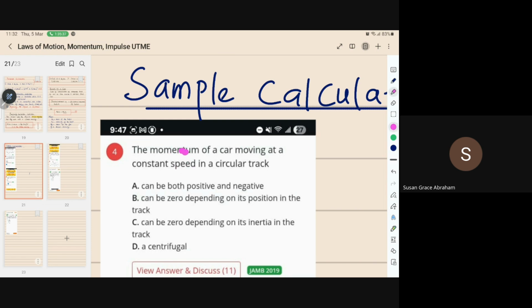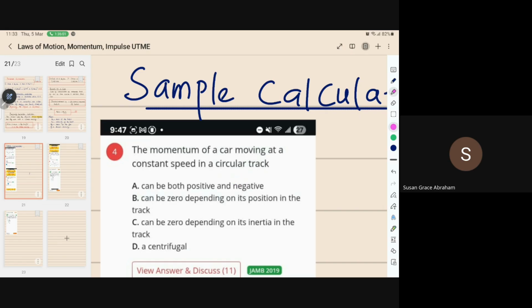Now, they said momentum of a car moving at a constant speed in a circular track. What happens in a circular track? Even if the speed is constant, there's something that happens in a circular track. The direction is changing. In a circular track, direction is changing. And if the direction is changing, it means that velocity is changing as well. Is that not so?